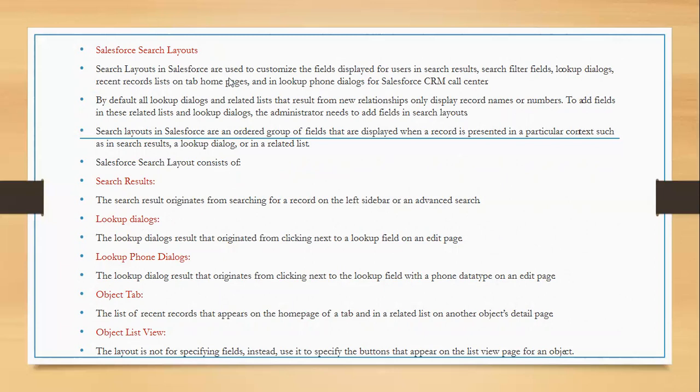Search layouts in Salesforce are used to customize the fields displayed to the user in search results, filter fields, and lookup dialogs, the record list on the tab home page, and the lookup phone and dialogs in Salesforce CRM or call centers. By default, all lookup dialogs and related lists that result from a new relationship only display the record name or number. To add fields to these related lists and lookup dialogs, you need to add the fields in the search layout.